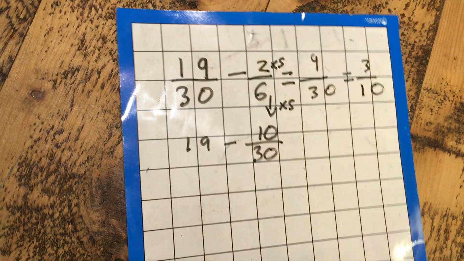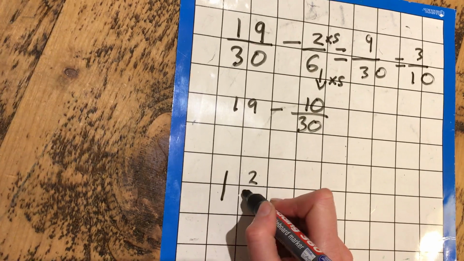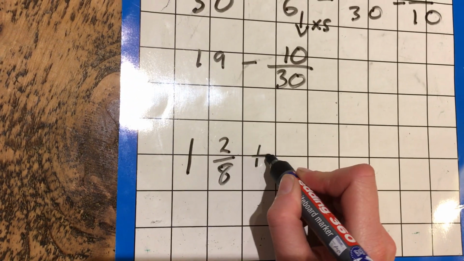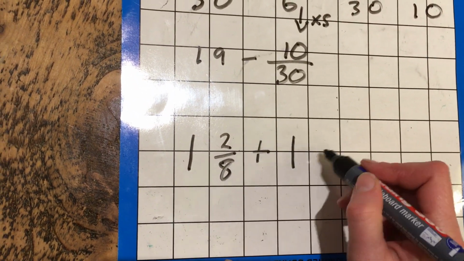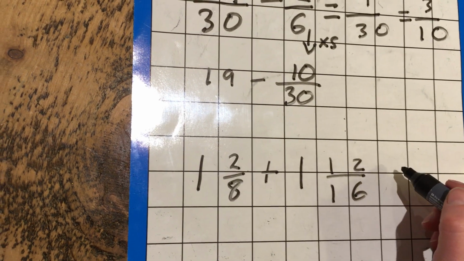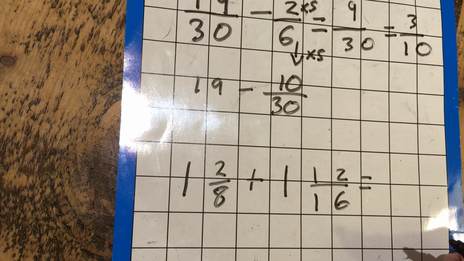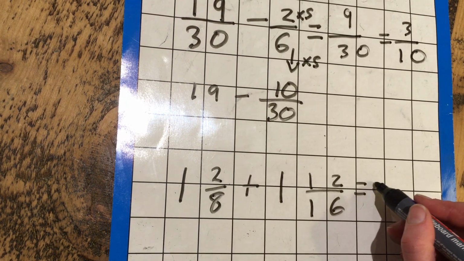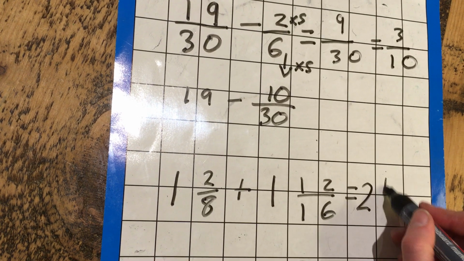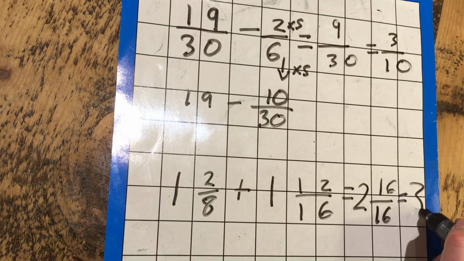And the last question, we'll go back to adding, but we're going to do mixed numbers. 1 and 2/8 plus 1 and 12/16. The answer is 2 and 16/16, or 3.